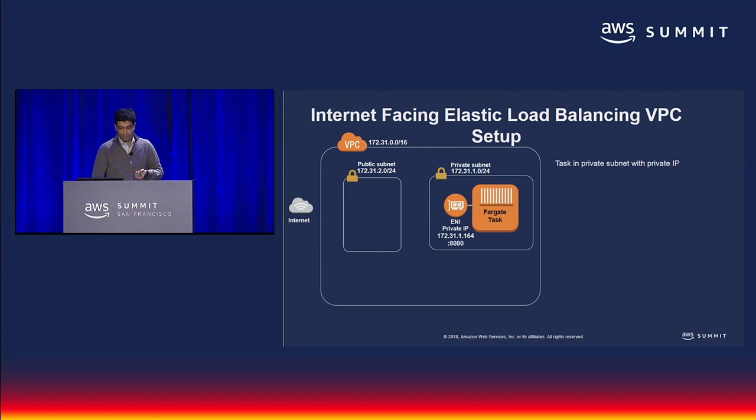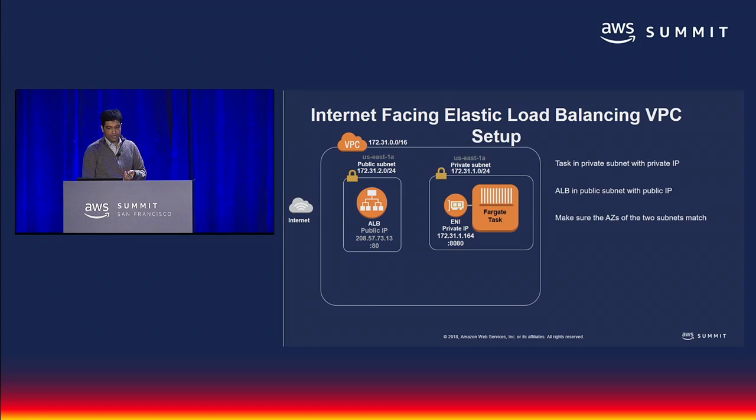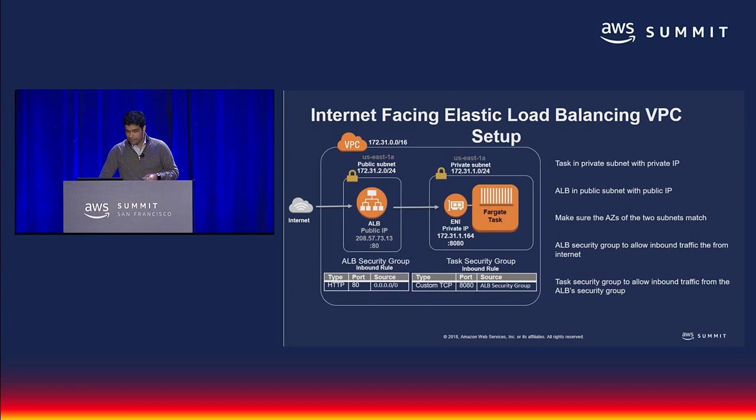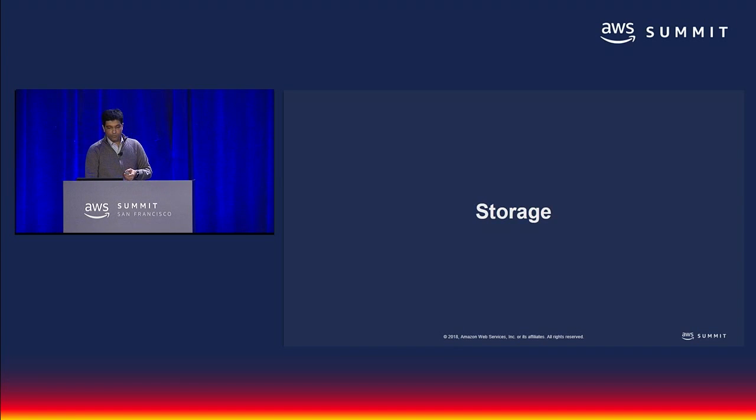So this is an example that you can actually use for internet-facing Elastic Load Balancing. In this case, you have a private task in a private subnet and your ALB in a public subnet, and you want to make sure that they are in the same AZ, and you set up your ALB rules to allow incoming traffic to be able to speak to your task, for example. So in this case, you do want to note that the task security group needs to be set so that your Application Load Balancer's traffic is allowed into your task as part of your security group definition.